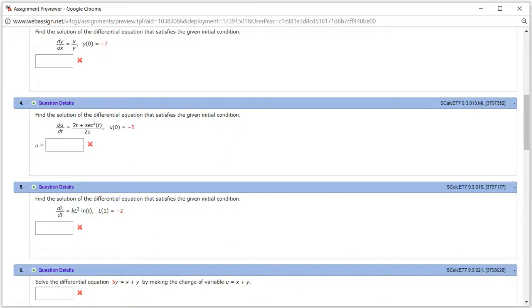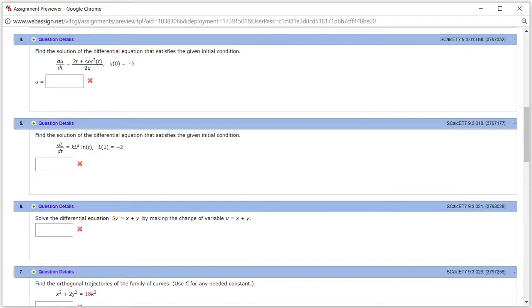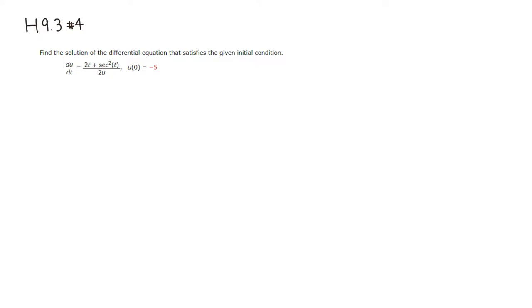Alright, let's look at homework 9.3, problem number 4. Let's solve this separable equation. Since it's du over dt, we're going to put all the u's on the left hand side and everything else on the right hand side.